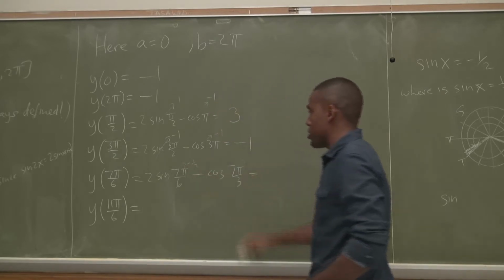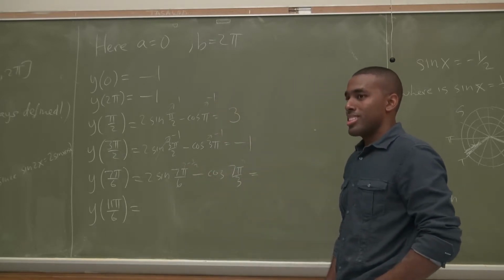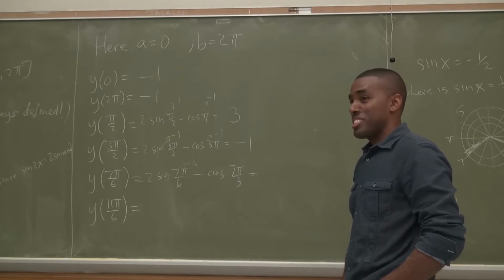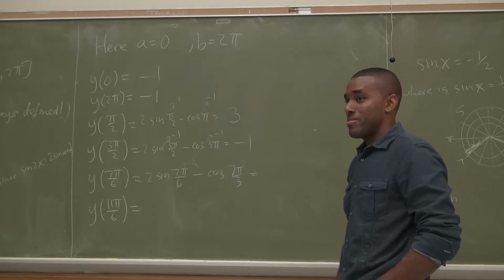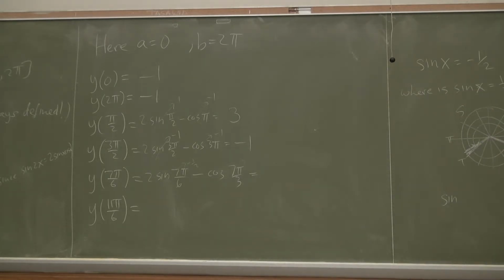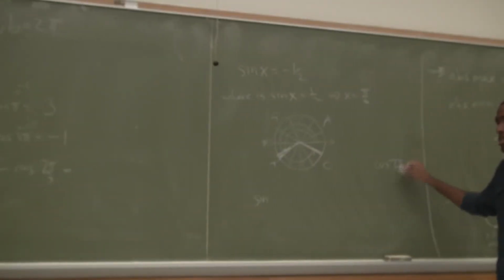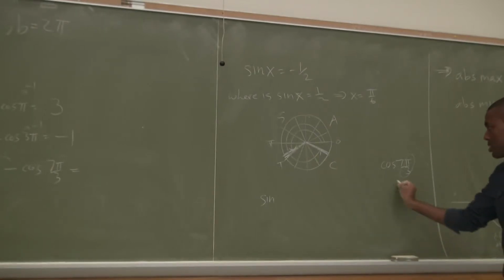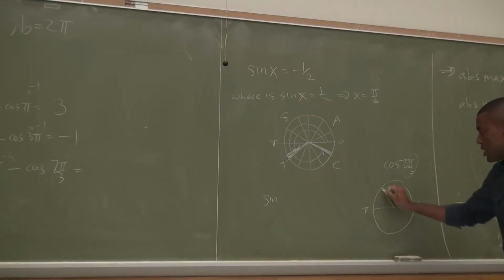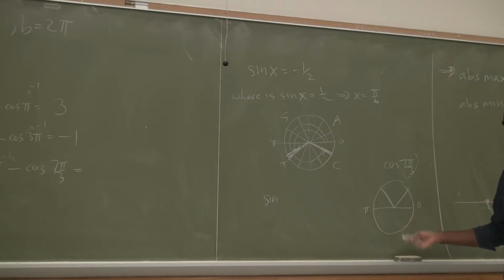What's cosine of 7 pi over 3? Okay, so we want to figure out what cosine of 7 pi over 3 is. Remember when you're doing these, you look at the special angle, the pi over 3. You take pi and divide it into 3 equal pieces. Pi divided by 3. Do it on the bottom.